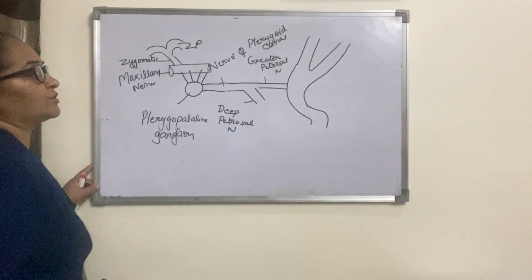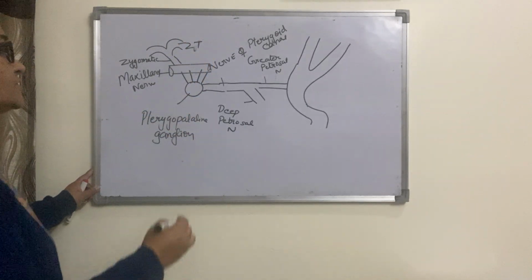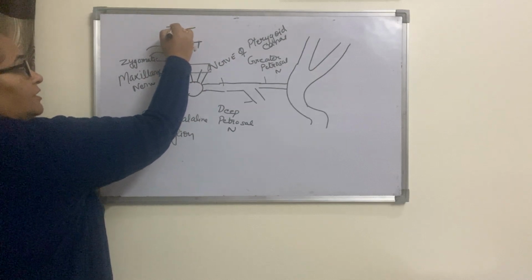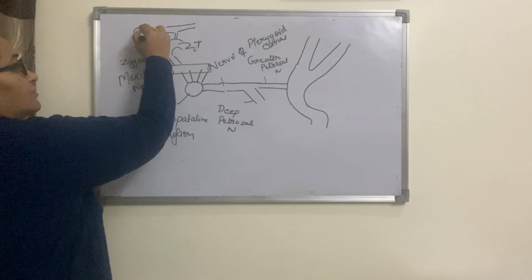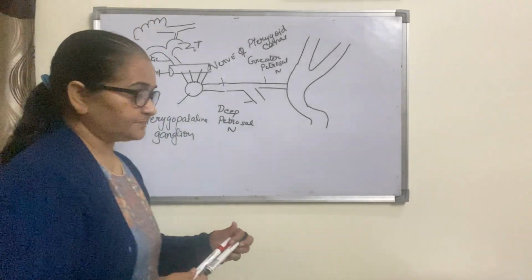This is zygomaticotemporal. Now this zygomaticotemporal has communication with the lacrimal nerve. Now this lacrimal nerve is going to supply the lacrimal gland. So what is the pathway then?